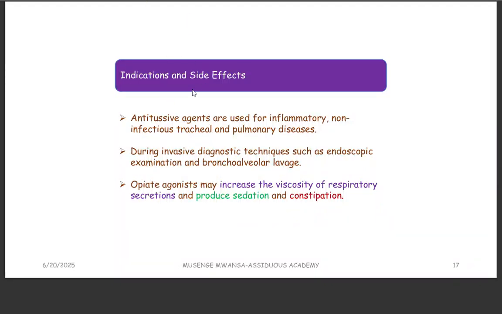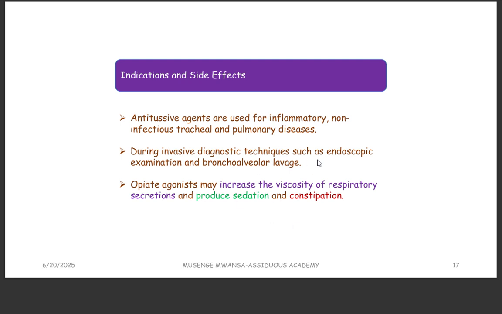So indications and side effects, these antitussives are used for inflammatory, non-infectious tracheal and pulmonary diseases during invasive diagnostic techniques such as endoscopic examination and bronchoalveolar lavage. You are trying to treat someone, so you are passing an object through their mouth or through the nose so that it goes in. So you don't want them to end up coughing when you are doing that.